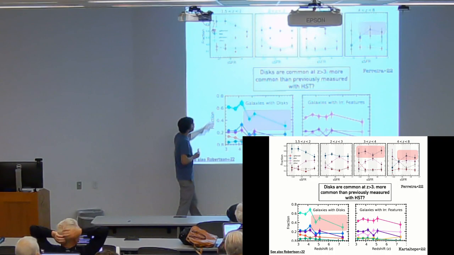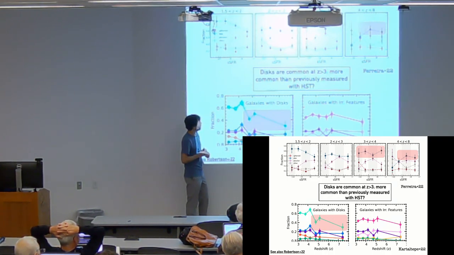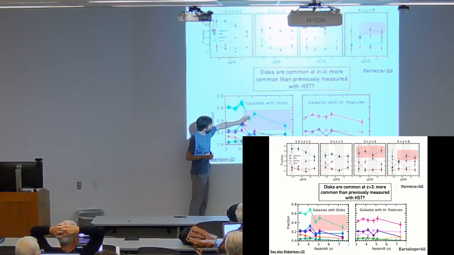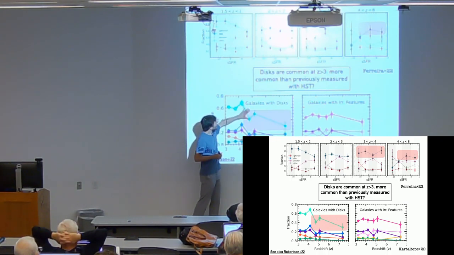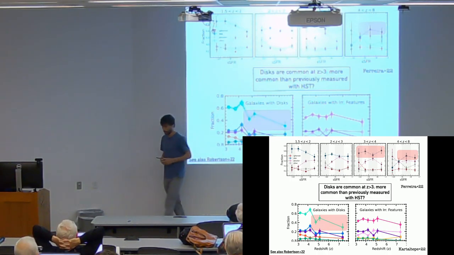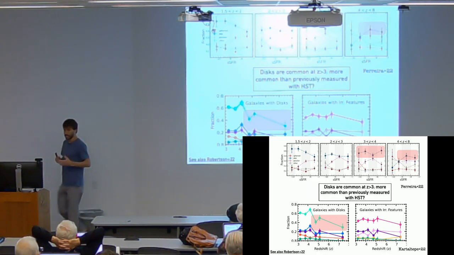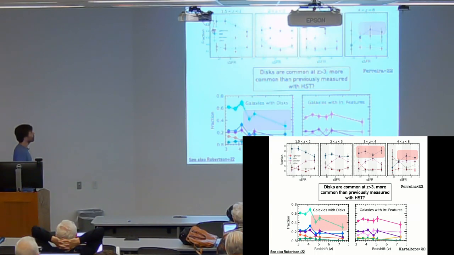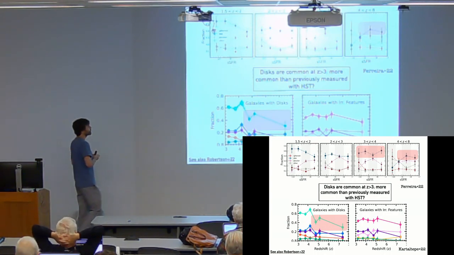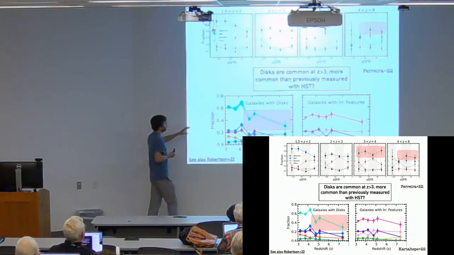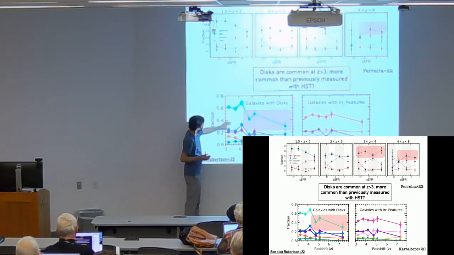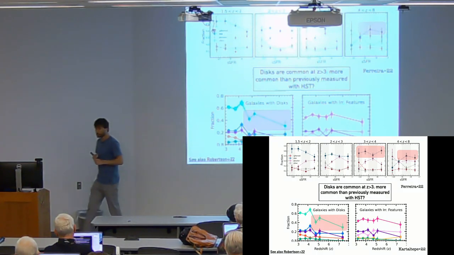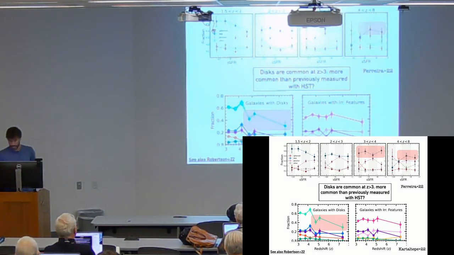All groups agreed, and Brant also mentioned it yesterday, that when you go to high redshift, we find a large fraction of what we call disks. So what JWST seems to be saying is that we are seeing more disks, or less disturbed galaxies, than we initially measured with HST at high redshift. Jehan measured a fraction of over 60% at redshift above 3. Of course, these are based on visual classification and small data sets.